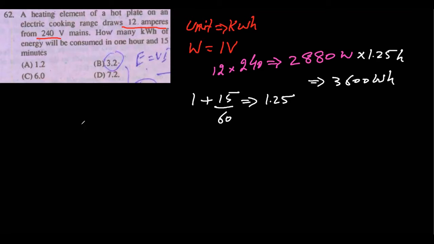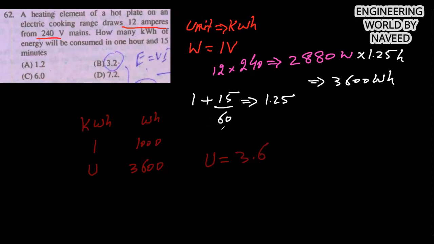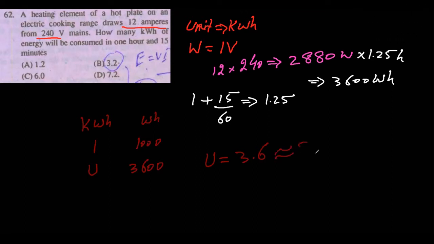So 1 kilowatt hour is equal to 1000 watt hour, and we need to convert this into kilowatt hour. So let's say this is unknown, and I have watt hour, that is 3600. So do the cross multiplication. From this you will get 3.6. There is 3.2, that is near to 3.6. Okay, so you can say that the correct option is option B.